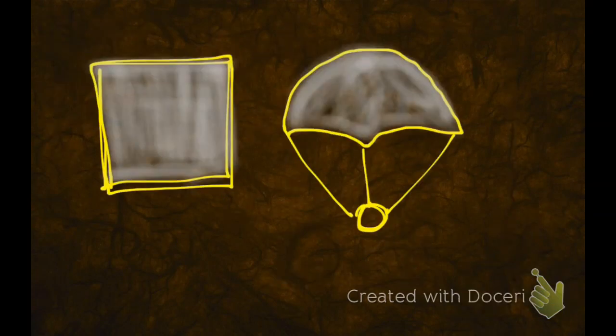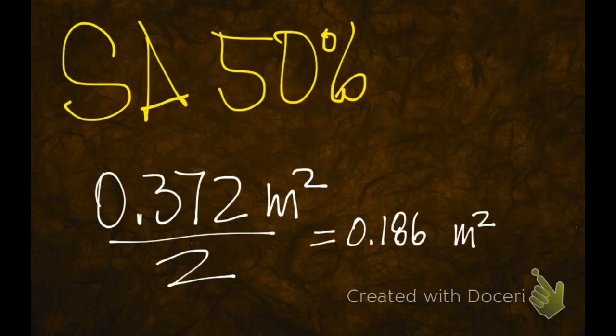Let's talk about surface area now. When you look at a flat sheet and then you tie it to your object and you drop it, it's going to assume a hemispherical shape. And I showed you in the notes how that means the surface area that's functional is reduced to about half. So starting from our flat sheet to the parachute shape, we're going to just use a rough estimate that it's half of what we started with. So that means our surface area is 50%. So we take our surface area and divide it by 2, and we get 0.186 meters squared for surface area.